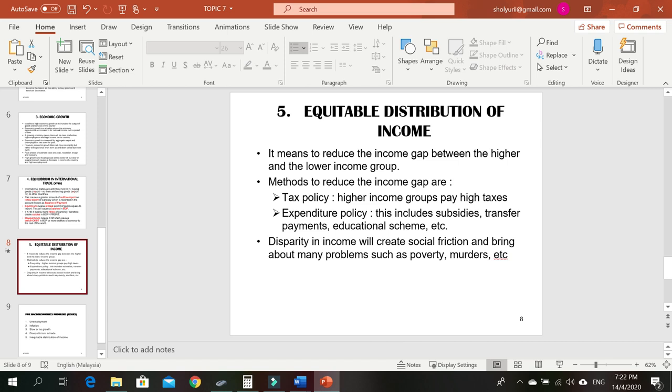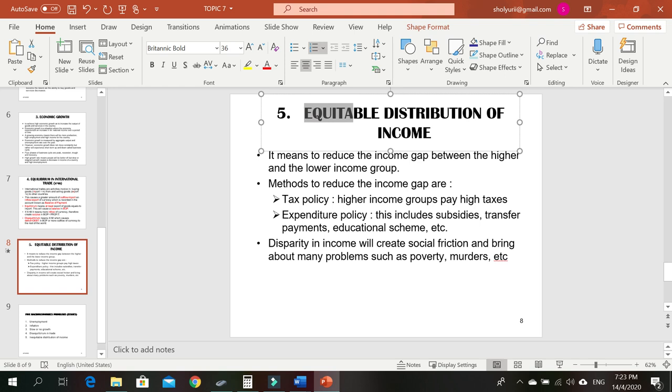Okay, and last sekali adalah equitable distribution of income. It means to reduce the income gap between the higher and the lower income group. Yang ni kita tak nak lah. Okay, so objektif negara adalah to make sure equitable. Make sure everybody in the country has equal rights to get their income, to get something inside the country. Yang tak equitable ni kita boleh tengok ketara dekat India, dekat Indonesia.